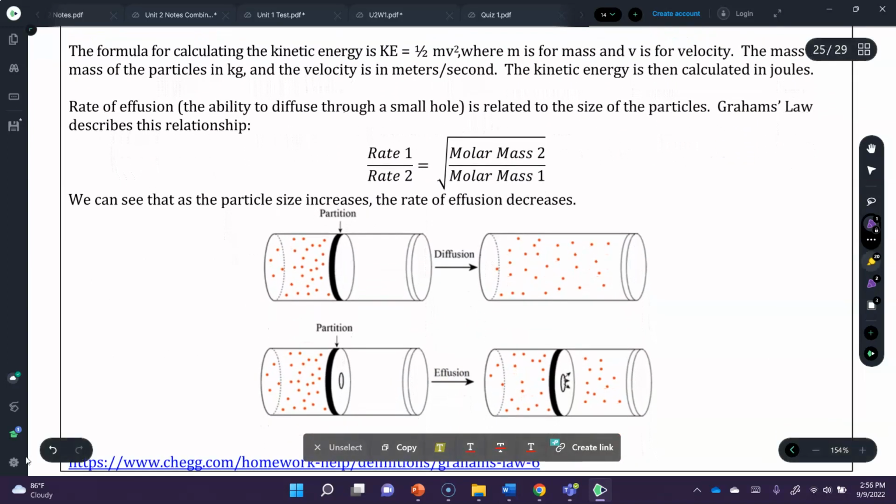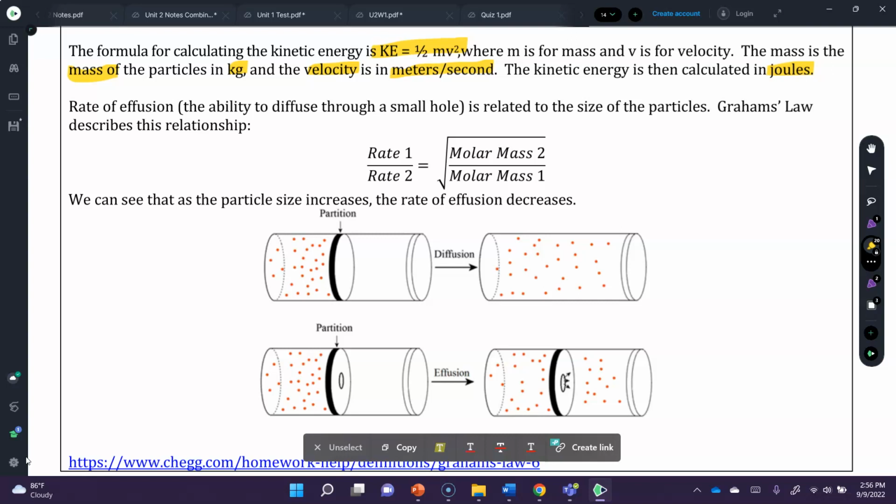The formula for calculating kinetic energy, KE equals 1/2 mv squared, where m is mass and v is velocity. I think this is also on your equation sheet. The mass of the particle is in kilograms and the velocity is in meters per second. Kinetic energy is calculated then in joules, which is kilograms times meters squared per second squared.